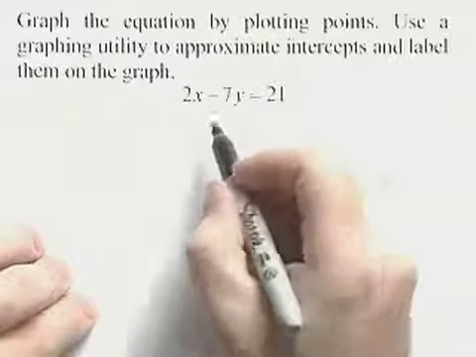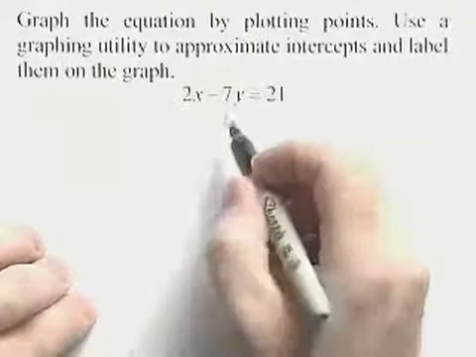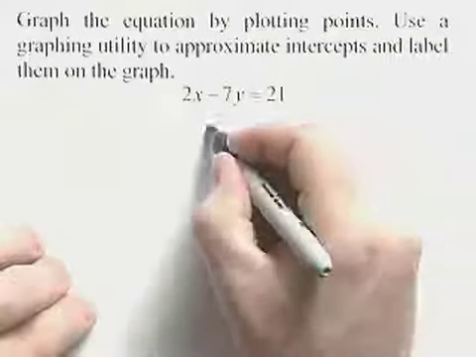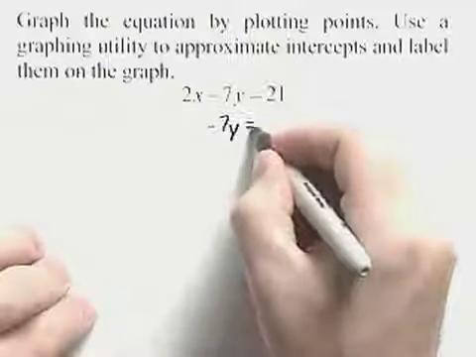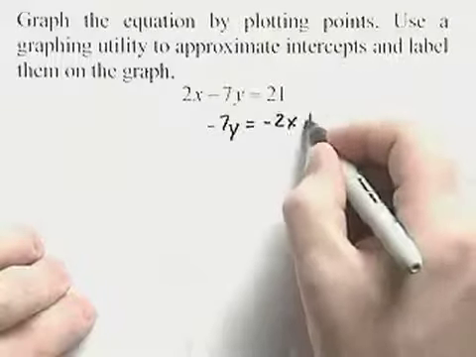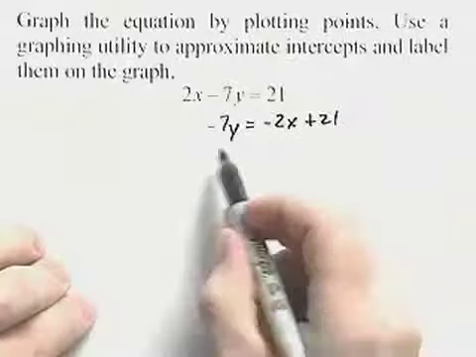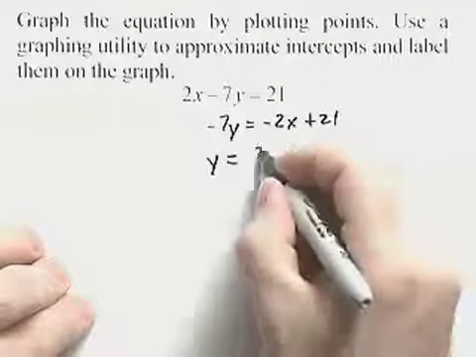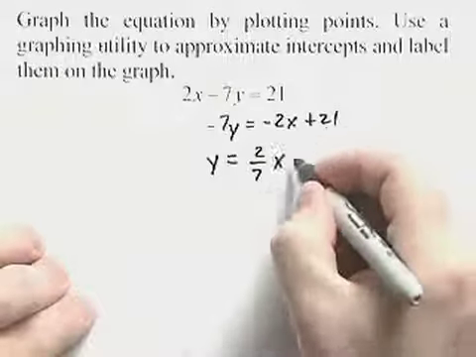We're going to go ahead and solve this equation for y. We want to get y by itself. We'll start by subtracting 2x from both sides. So we'll have negative 7y is equal to negative 2x plus 21. We're going to divide both sides by negative 7, which will give us y is equal to 2/7 x minus 3.